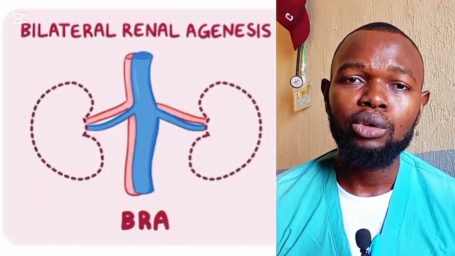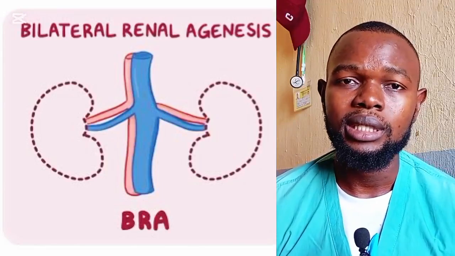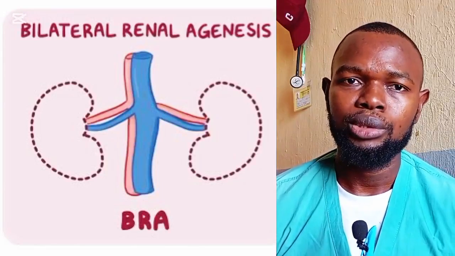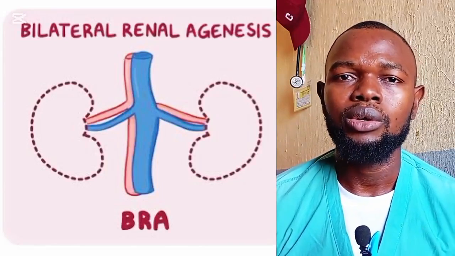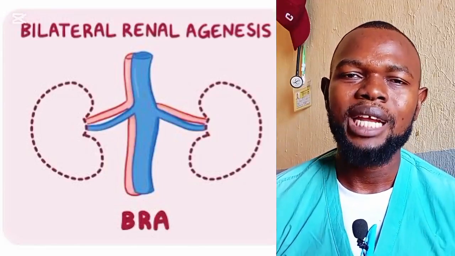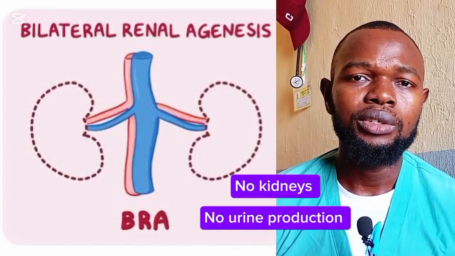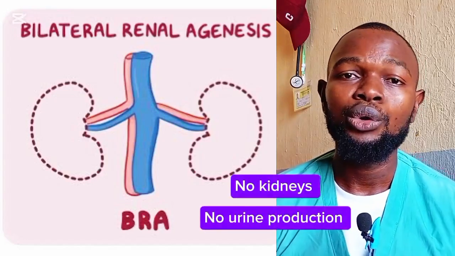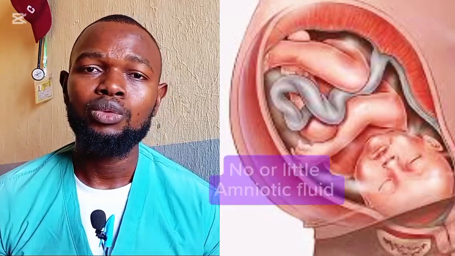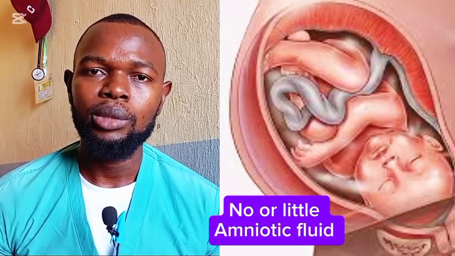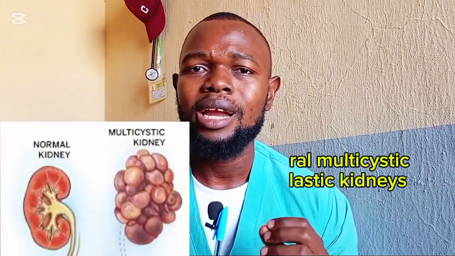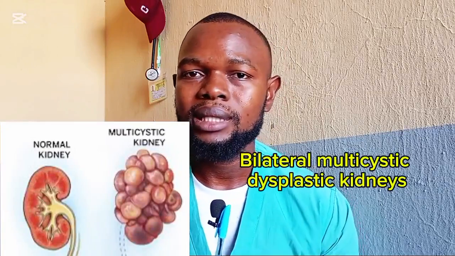In a condition where the baby's kidneys are completely absent, both kidneys, there will be no urine production, and this condition is called bilateral renal agenesis. In this condition, there are no kidneys, therefore no urine production, and that will drastically reduce the volume of the amniotic fluid. Another condition that can cause reduced urine production is bilateral multicystic dysplastic kidney.